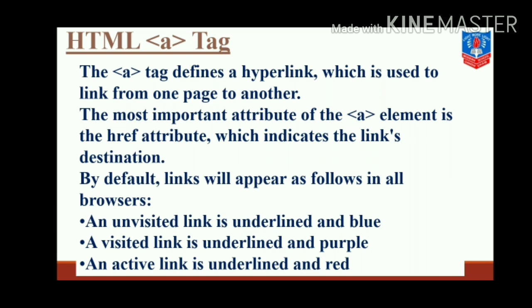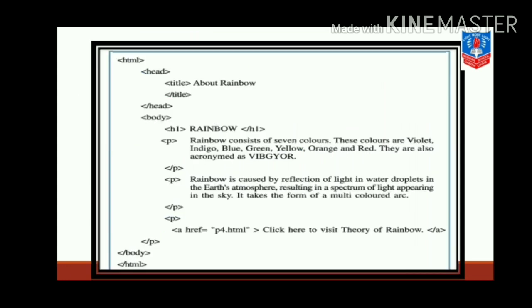Third, an active link is underlined and red, which is active. That link is underlined and red. Understood, children? Here an example is given, children. Okay.